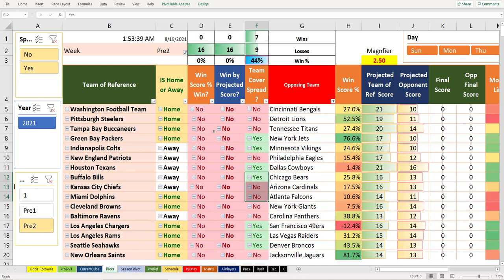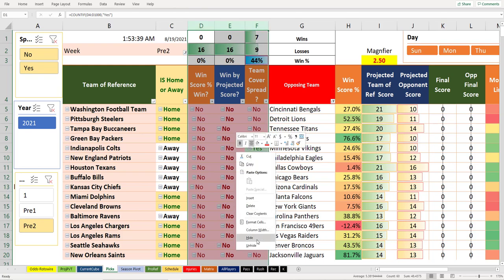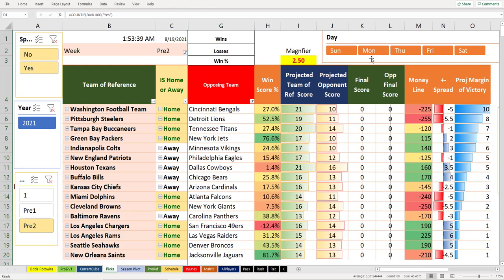Anyway, guys, I'm exhausted because I spent too much time on this. But if you do one thing this preseason, it's have fun. Don't worry about betting because it's only the preseason.